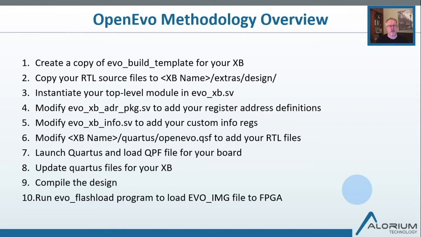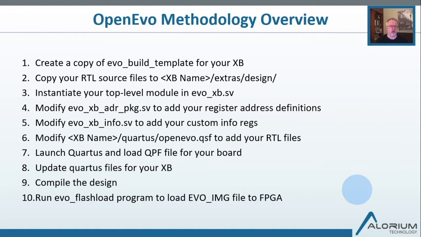So here's the methodology that we use in 10 steps. First thing we're going to do when we're creating a new XP is copy the Evo build template into another folder and name that folder whatever you want to call your XP. Then we're going to take all your custom logic and copy that into the extras design directory of your new library. Then we're going to modify our EvoXP wrapper, instantiate your custom logic into it, and connect it up to the other parts of logic that are in there.